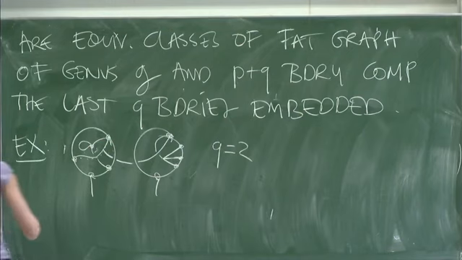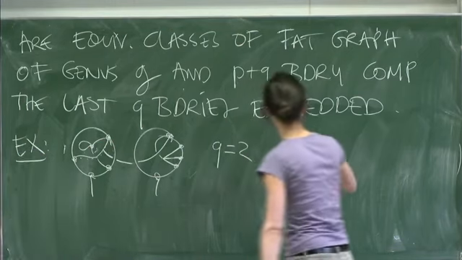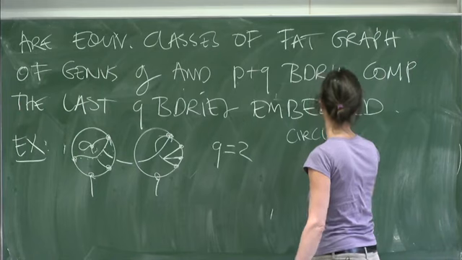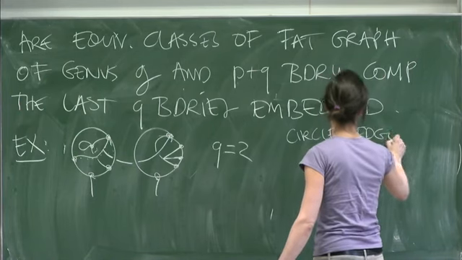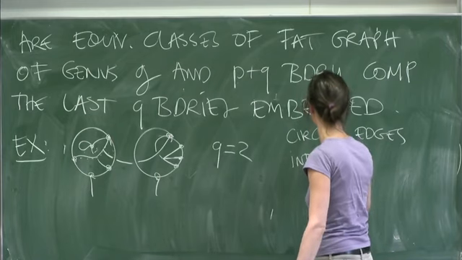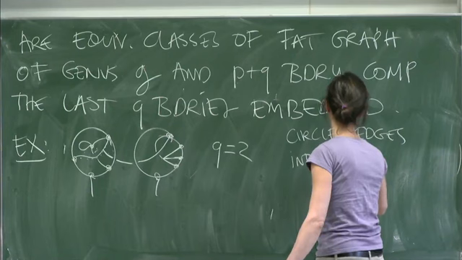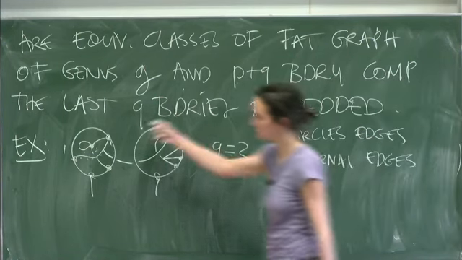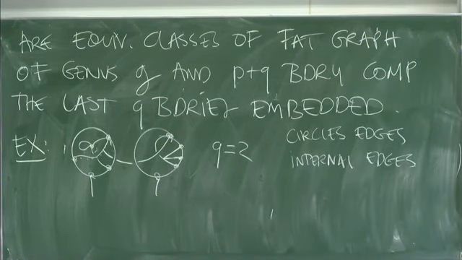There's an equivalence relation, and the edges are divided into circle edges and chords, or internal edges. The circle edges are those that are on these particular circles.